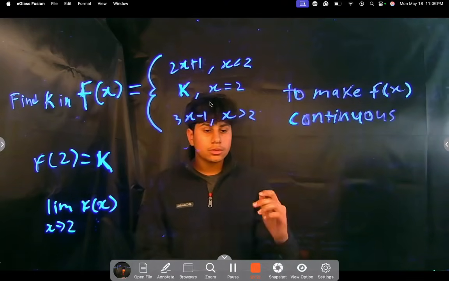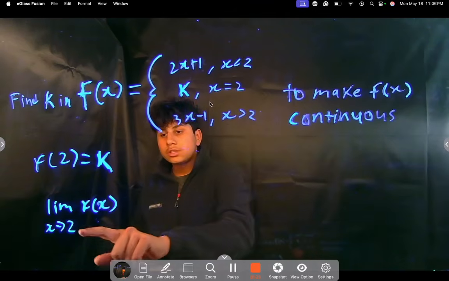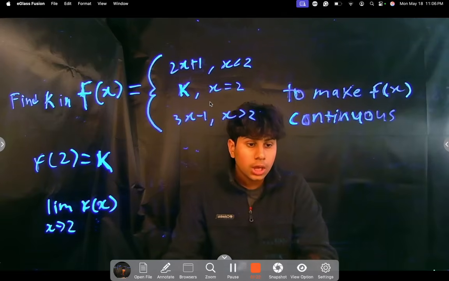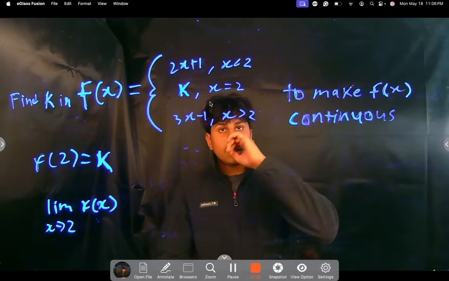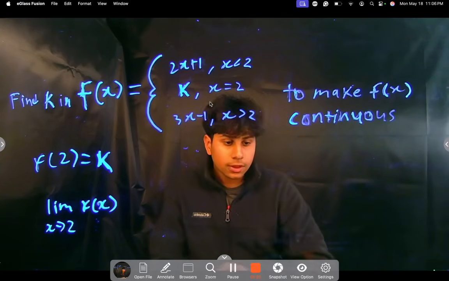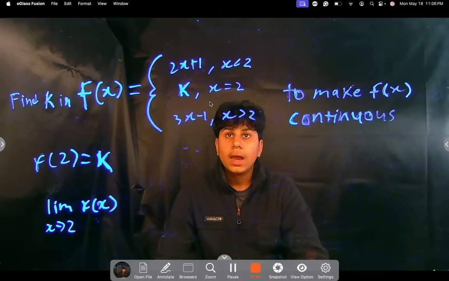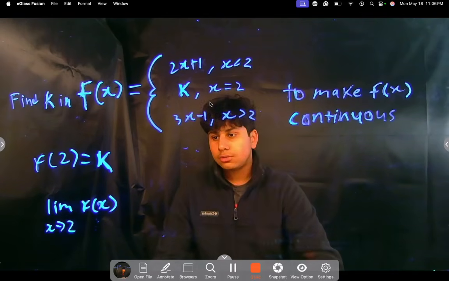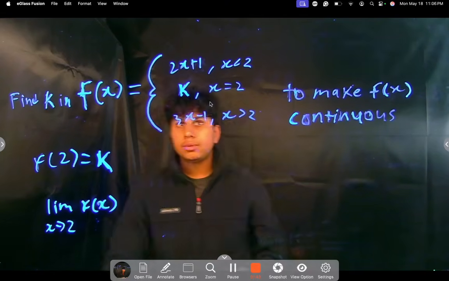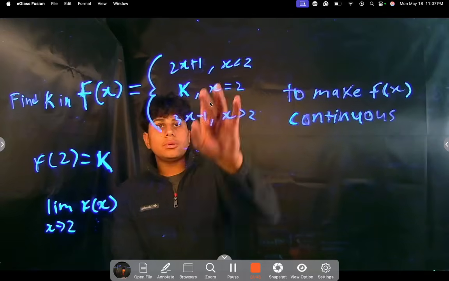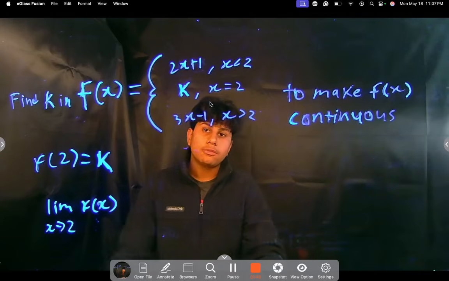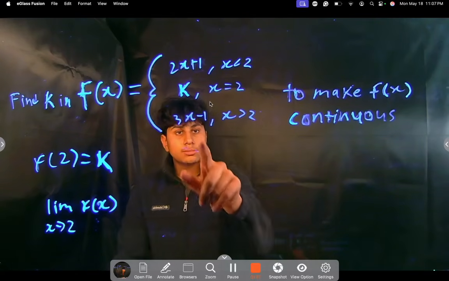What we learned in the past is that for the limit as x approaches 2 to exist, the value from the left and the value from the right should be the same. And we can actually test that here. Let's just make the value here 2. So f of 2 in both cases: as it's approaching 2, if we put in 2, it'll be 2 times 2 is 4 plus 1 is 5. Here it's 3 times 2 is 6 minus 1 is 5.